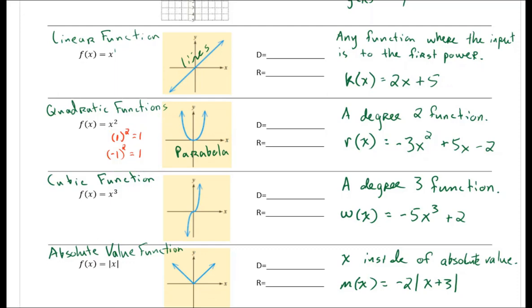Whereas down here on the cubic function, if I have a 1 and I cube it, I get out a positive 1. But if I have a negative 1 and I cube it, I get out a negative 1. And so if my input is positive, my output is positive. If my input is negative, my output is negative. And so you can see the motivation for the shape of that.